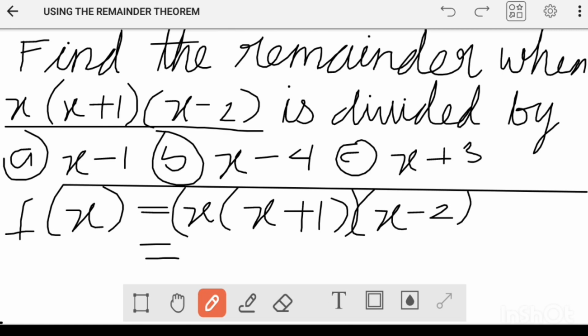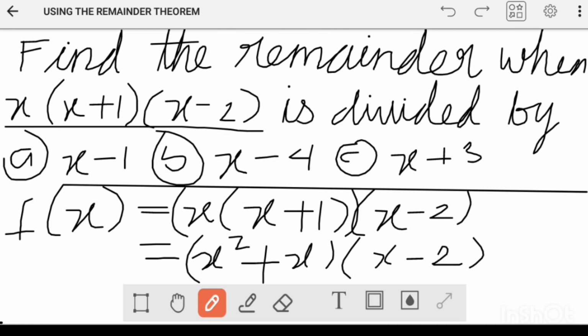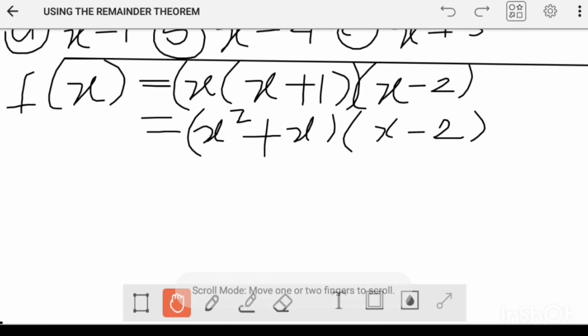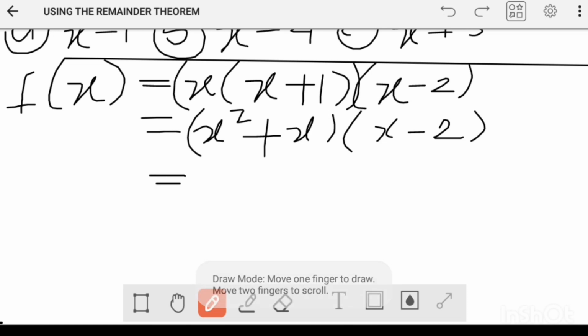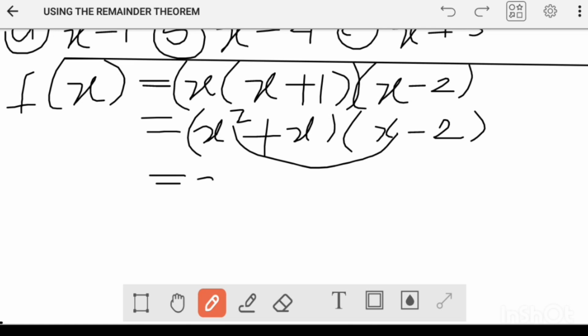So x times x is x squared. x times 1 is x, so I have x squared plus x. Then the second expression, which is x minus 2, will also be multiplied. So here I have x times this x, which is x raised to power 3. I use the same x to multiply minus 2. I have minus 2x raised to power 2.